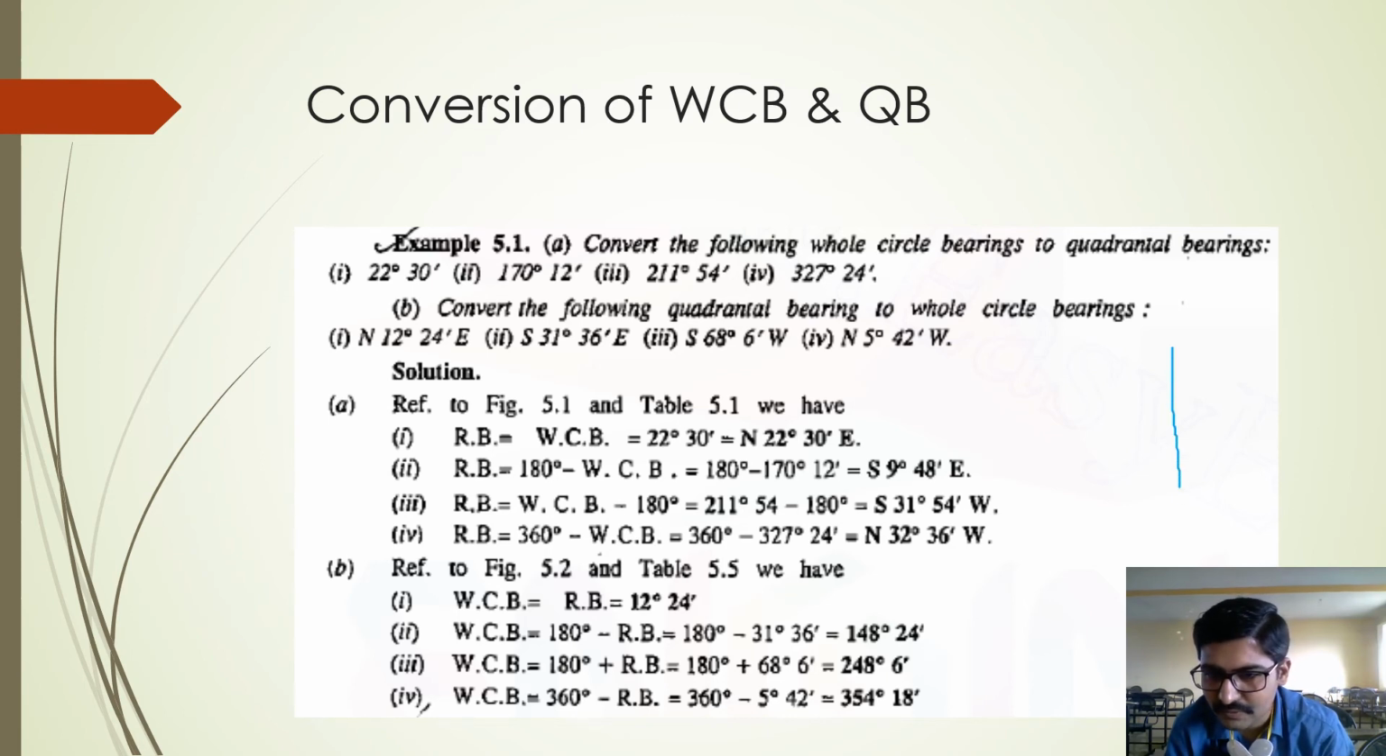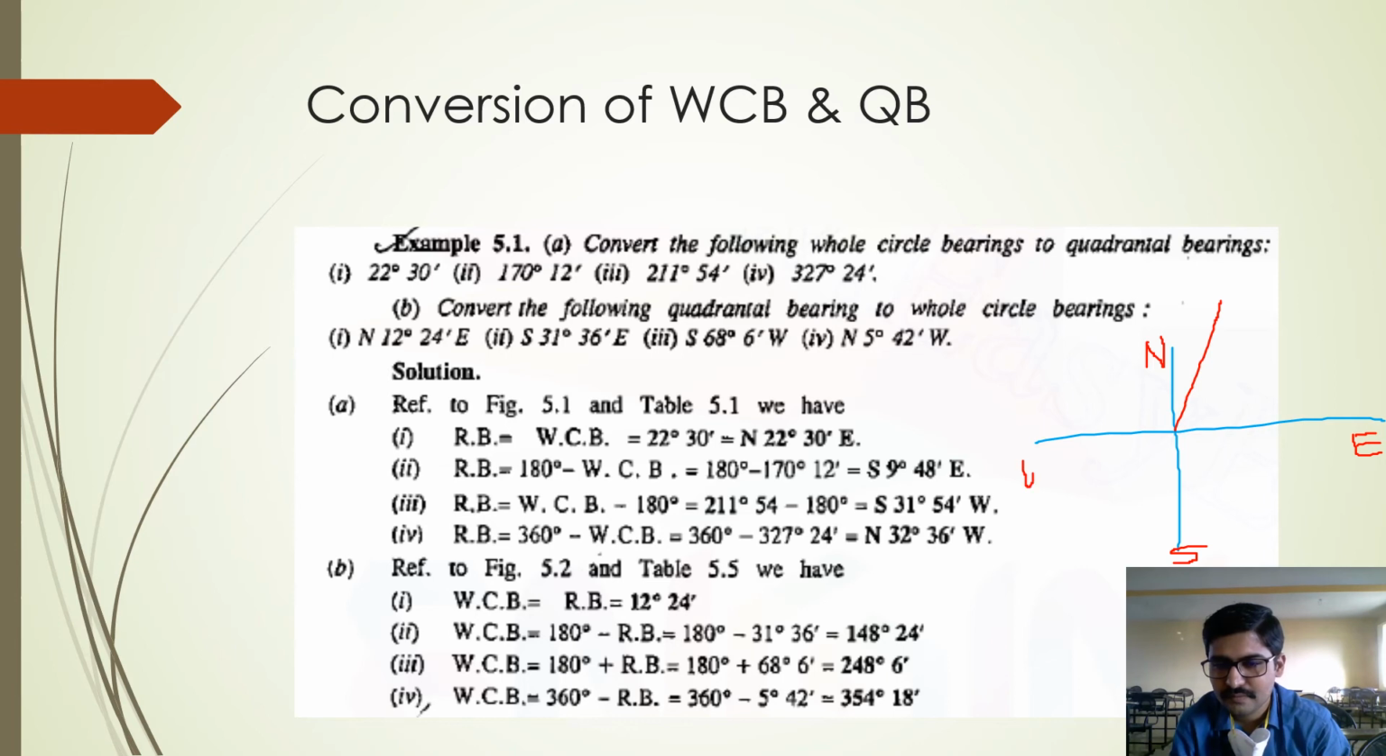Let me draw the quadrants here so that you can easily see in which quadrant that particular line lies. I hope you will be able to understand. This is the first line, which makes an angle of 22 degrees 30 minutes with the north, right? And this is east, this is south, and this is west. Okay, so it lies in the northeast quadrant, so it will be north 22 degrees 30 minutes east.